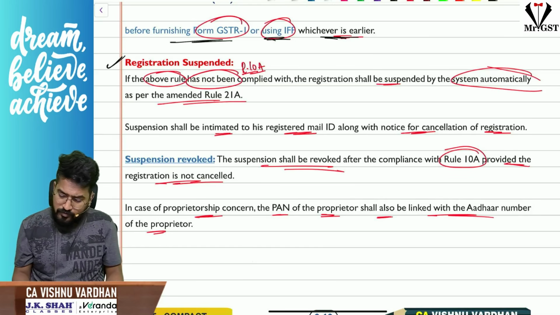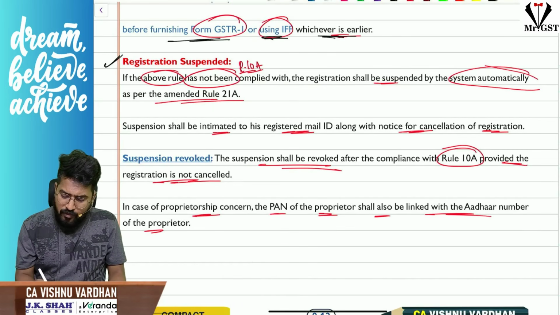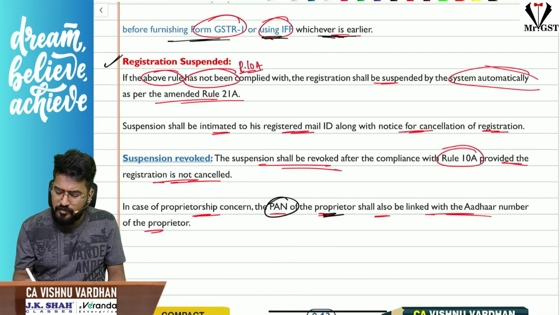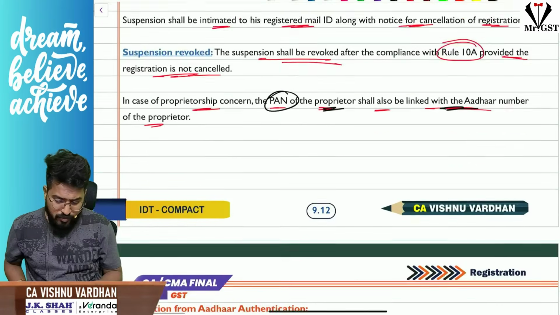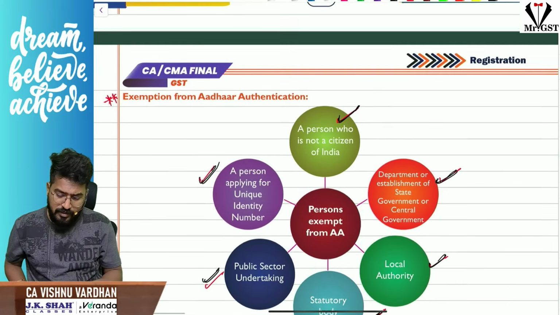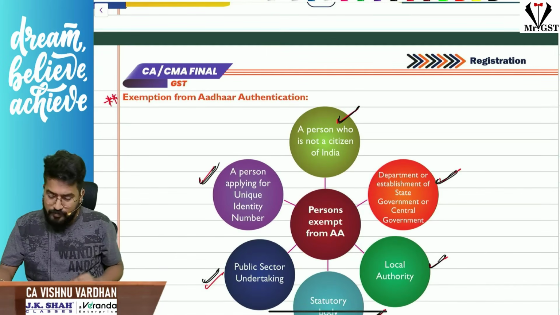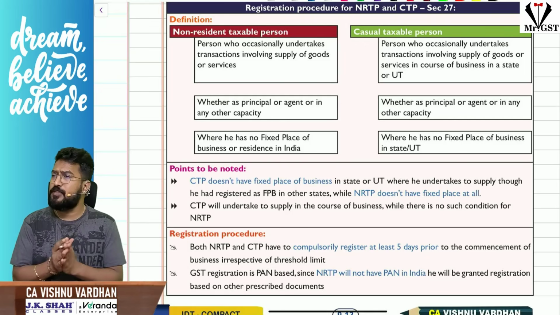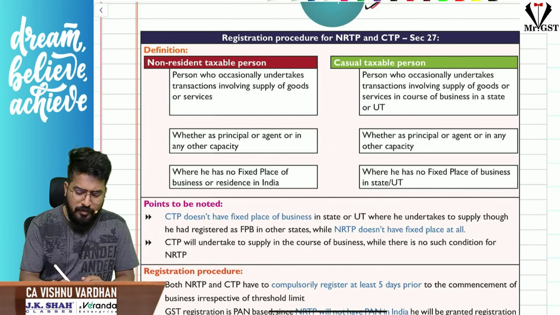In case of a sole proprietor, sir, we also have to link the PAN with the Aadhaar. For the proprietor's PAN, we should be linking it to the Aadhaar. Right, so those things we have discussed, and Aadhaar authentication, everything. So with this we are done with the registration procedure. So the next one, if you see, is the special procedure for registration for NRTPs and CTPs. We already know the meaning of NRTP and CTPs.